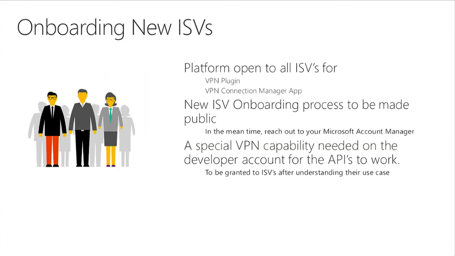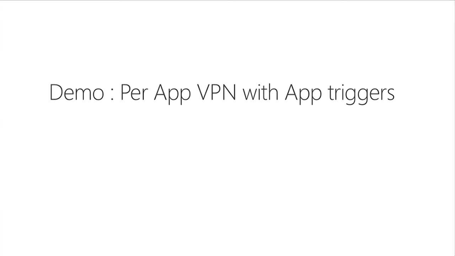For new ISVs, as I mentioned, the program will be open. They will be able to create both the VPN plugin as well as have access to the connection manager APIs. The new process will be made public on MSDN, and there will be a capability gating the access to the APIs, which we will give to any vendor that we talk to and deem to have a solution requiring VPN. That covers our updates for Windows 10 VPN.